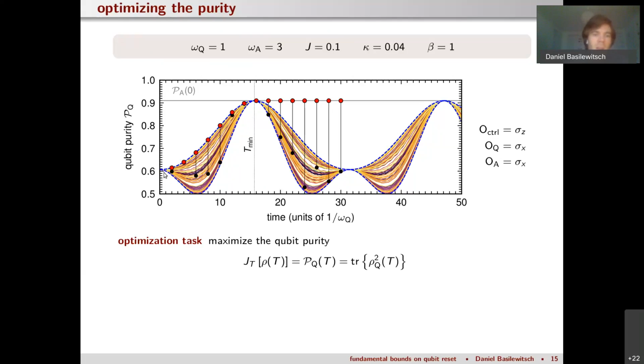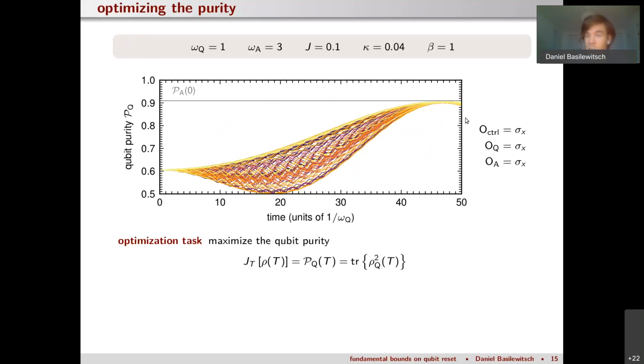And what you see here is an optimization result, every time choosing a random initial state and trying to maximize the qubit purity at the final times given. And as you can see, with the final results given as red dots, it's not possible to reach a higher purity than what's given by this upper shape here, and it's also not possible to reach the maximum qubit purity in less time than t-min. Also, after that, you're of course able to always reach the upper limit here.